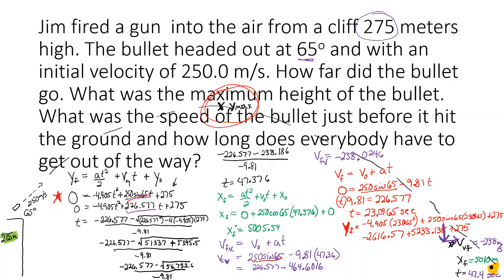Now we'll just combine all our terms. So I'm going to start with the 5,433. I like to always start with the positive. And then add the 275. And then subtract the 2,616.57. Gives us our y final, or y max. I shouldn't say y final, because y final is when it hits the ground. The y max is 2,891.5656 meters high.